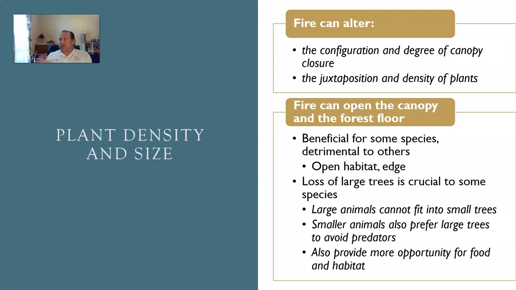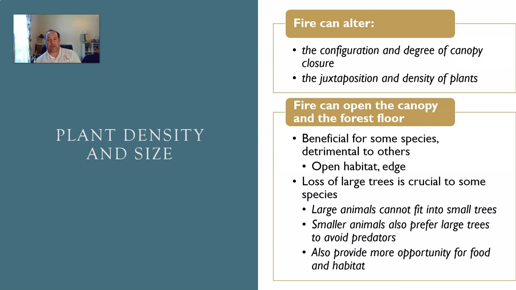So in terms of sticking with our idea of indirect effects, in terms of plant density and size, fire can alter the configuration and degree of canopy closure. So the idea of how the canopy looks, the fire can make it a smaller canopy. We've talked about how trees will self-prune with age to try and get away from fires, but maybe the fires will also prune the trees up a little bit, so it might make the canopy a little bit smaller. And a fire can, through scorching and scarring and that sort of thing, maybe burn off a few branches here, some needles here, and can really open up the canopy. You know, get rid of a few trees here or there, create some gaps and some patches, and let a lot of light on the ground. It can really change things.